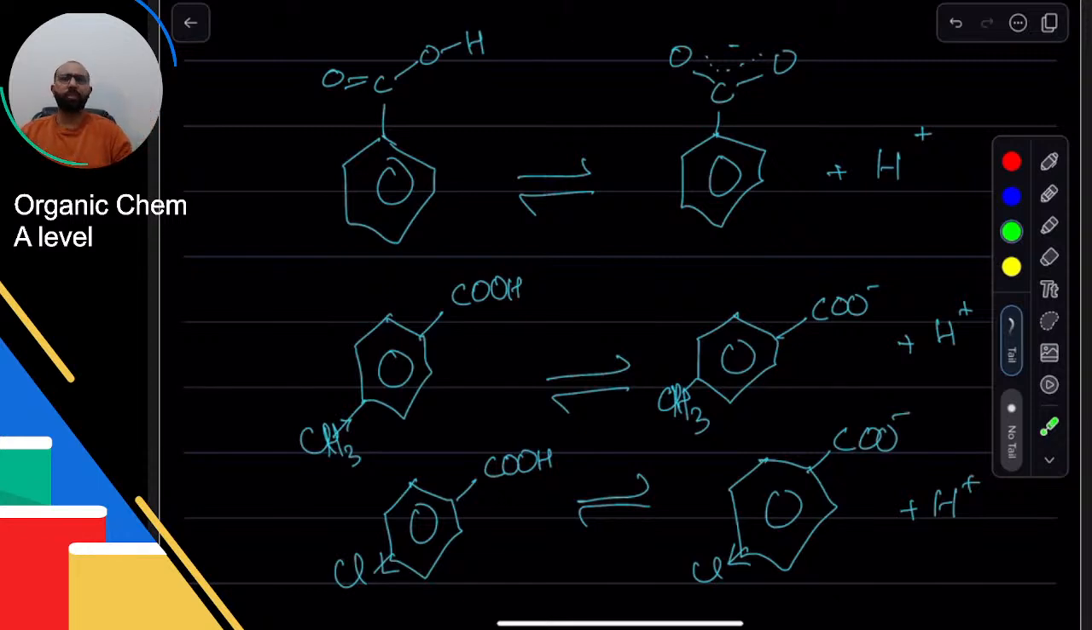No matter where you have chlorine, no matter whether you have COOH attached to anything, what matters is whether the thing is donating electrons or withdrawing electrons. If it is withdrawing, it will make it a more stable conjugate base. If it's donating electrons, it makes it a less stable conjugate base. Okay, and that is basically how we get all of these comparison or comparative questions done.